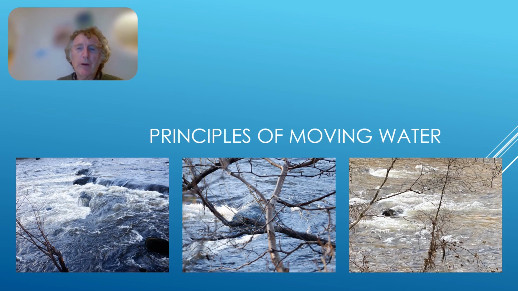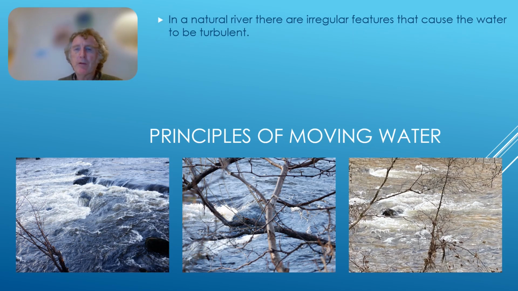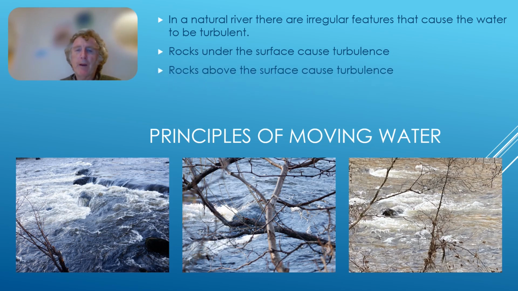Okay, so here we're going to look at the principles of moving water. In a natural river, there are many irregular features, and that causes the water to be turbulent. Rocks under the surface can cause this. Rocks above the surface can also cause turbulence. Irregular banks and bends in the river and so on divert the main flow. There can be quite a variety of flow regimes across the width of a river.